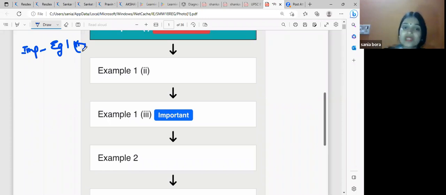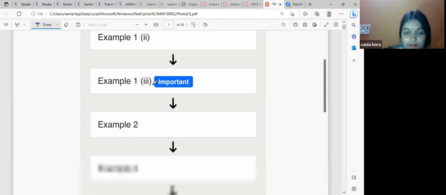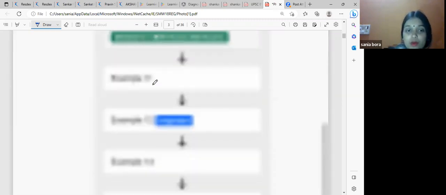That's why I always tell students that important means the probability of getting this type of question is high. That doesn't mean that example 1, first part and second part, won't come. They can come, but important means the probability is really high. Important doesn't mean that you ignore everything else and just focus on that. Okay.